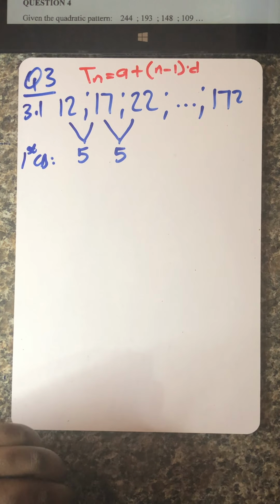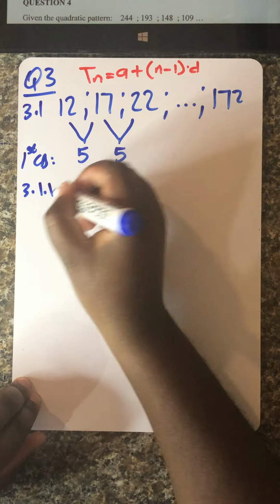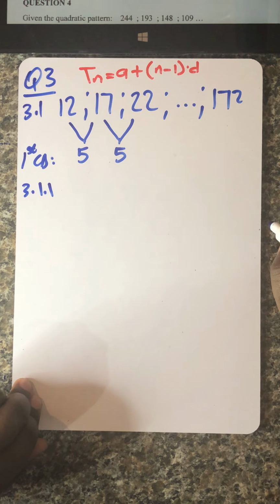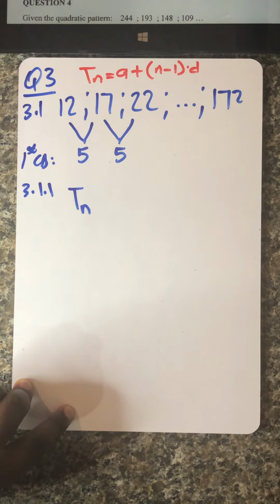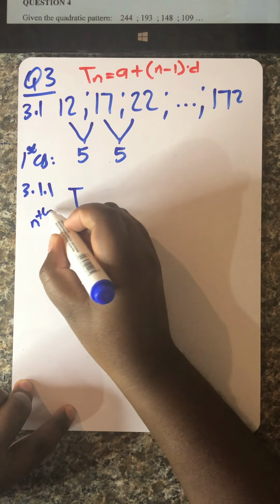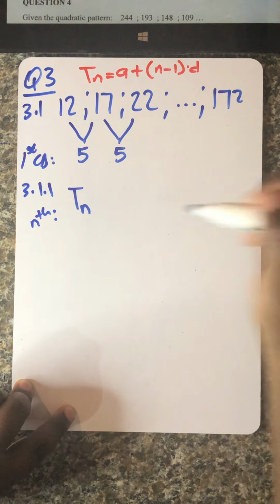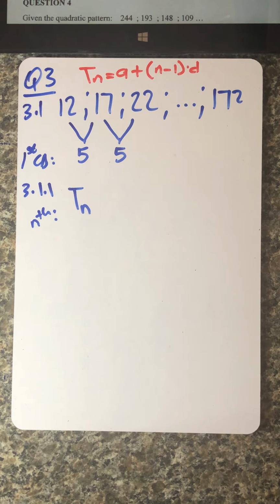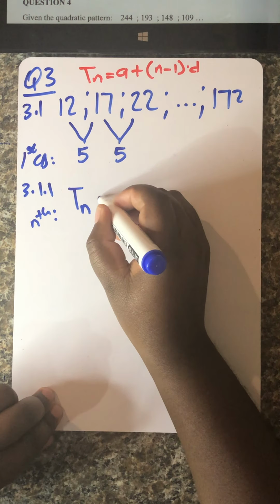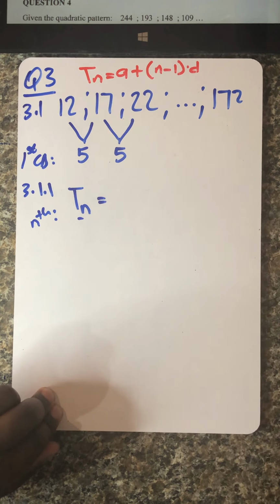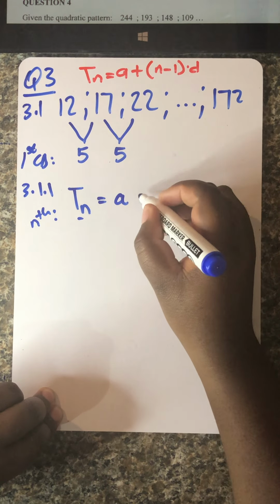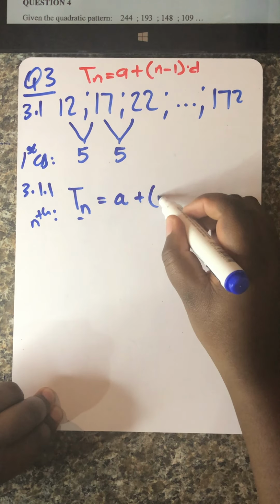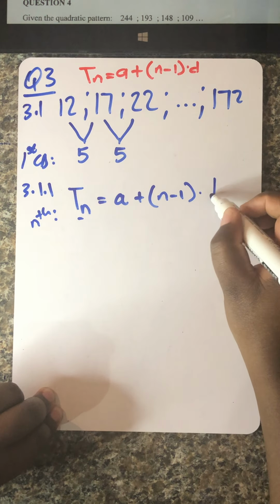Most of our answers will be based on that formula, I assume. So, ladies and gentlemen, question 3.1.1 says determine a formula for the nth term of the pattern. So they want us to calculate a formula for the nth term. The nth term, guys, is Tn. I've just explained that nth term is Tn. This is the formula that we're going to use to calculate the nth term. So we know Tn is equals to A plus (n minus 1) times D.